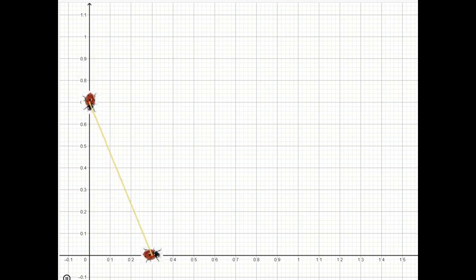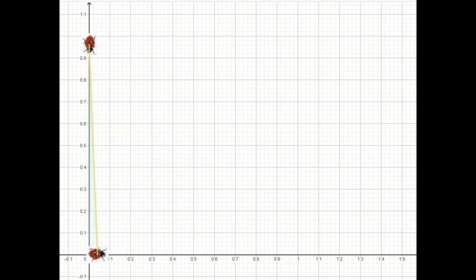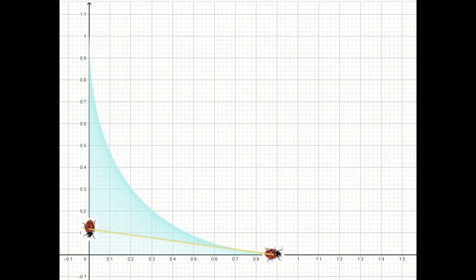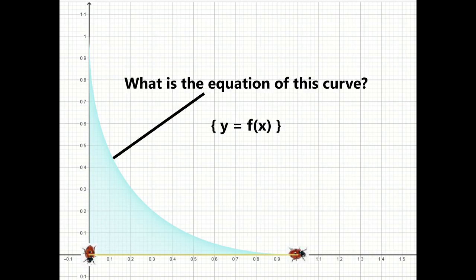Bug A crawls along the x-axis from (0, 0) to (1, 0), while bug B goes from (0, 1) to (0, 0) along the y-axis. As the bugs move, the rubber band sweeps across the graph, shading some points but never covering others, and finally lying along the x-axis at the end of our story. There's a boundary curve between the points shaded by the band and those it never covers. Of course, the x and y axes are the other boundaries. In terms of x and y, what is the equation of that curve?